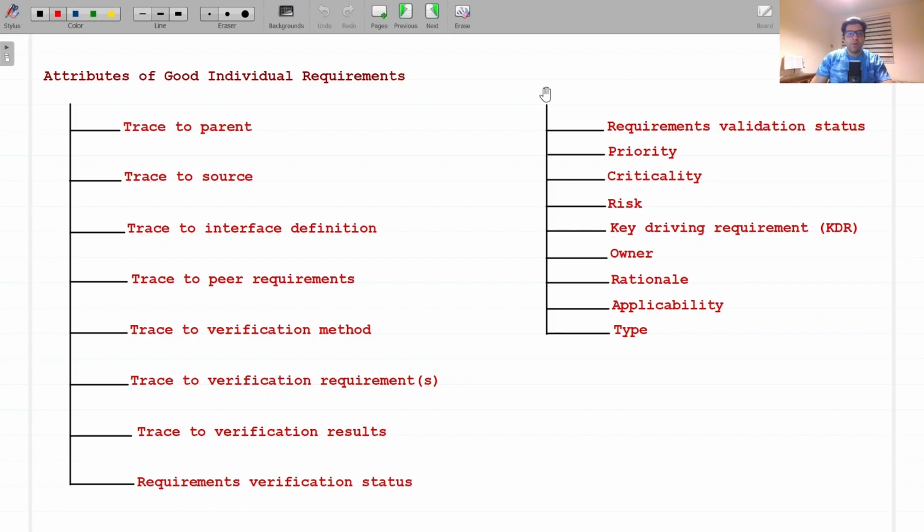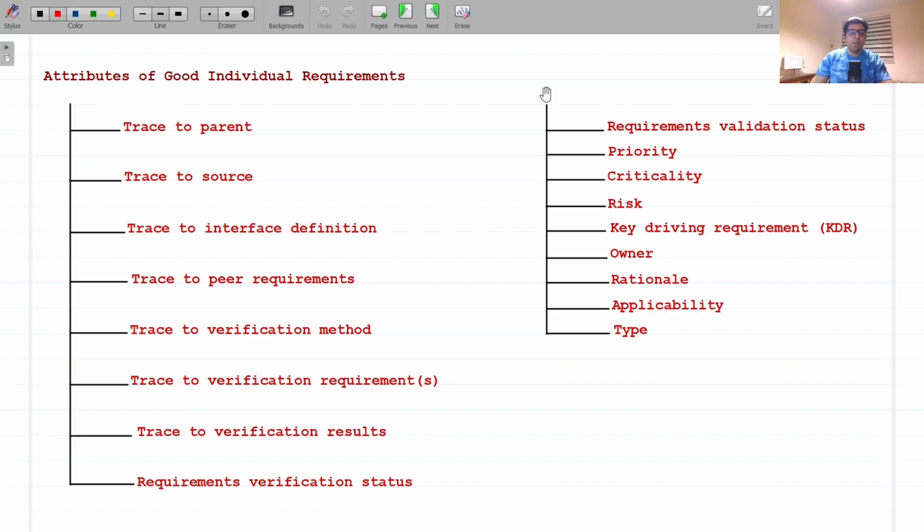Key driving requirement or KDR. A KDR is a requirement that to implement can have a large impact on cost or schedule. A KDR can be of any priority or criticality. Knowing the impact a KDR has on the design allows better management of requirements. When under schedule or budget pressure, a KDR that is low priority or low criticality may be a candidate for deletion.